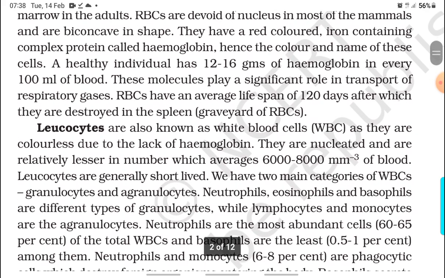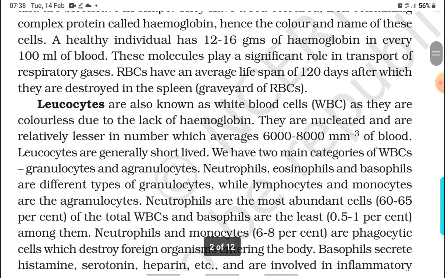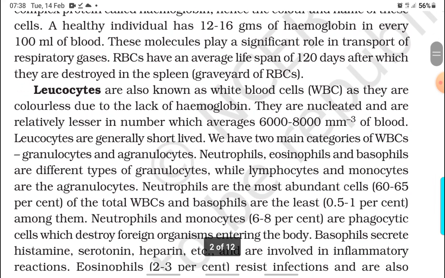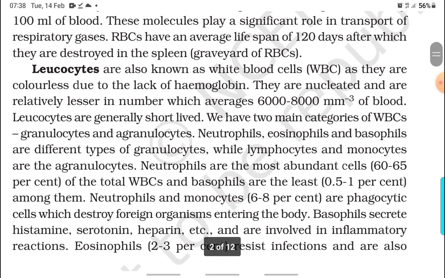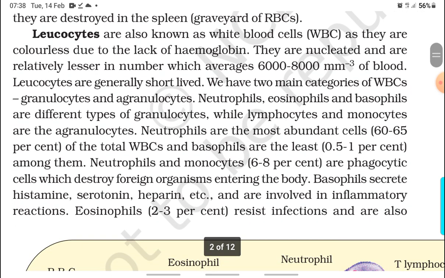They have a red colored iron containing complex protein called hemoglobin, hence the color and the name of these cells. A healthy individual has 12 to 16 gram of hemoglobin in every 100 ml of blood. These molecules play a significant role in transport of respiratory gases. RBCs have an average lifespan of 120 days, after which they are destroyed in the spleen, the graveyard of RBCs.